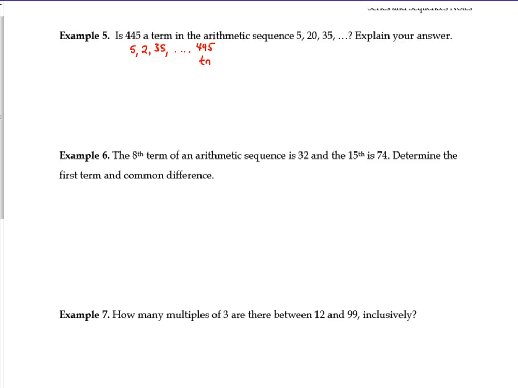Okay, so we can find n if that was a term. And what do we expect for n? N has to be what? Not a decimal. It has to be a natural number. N is an element of the natural numbers, right? What are natural numbers again? Counting numbers.